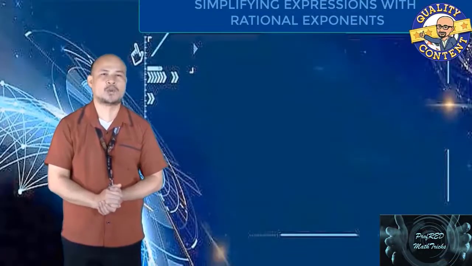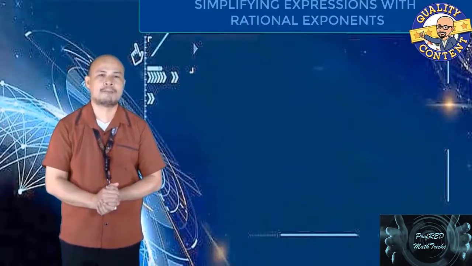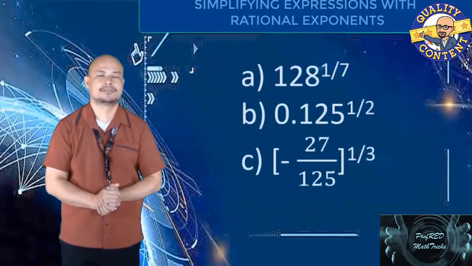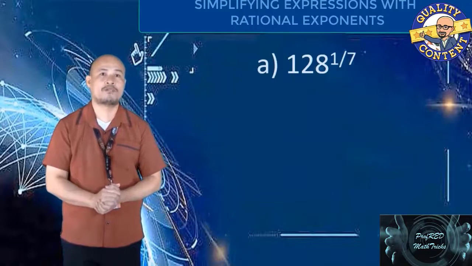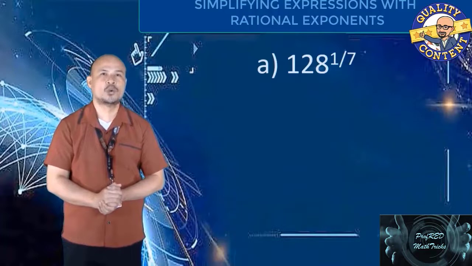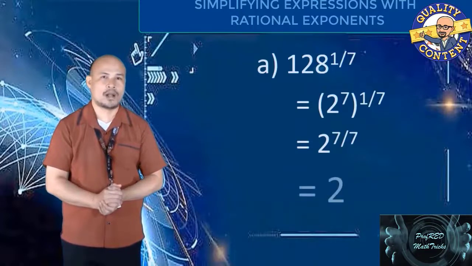Last time, we studied how to determine if an expression denotes a real number by looking at the two important parts of this expression. Let us have some more examples today. 128 raised to the power of 1/7 equals quantity 2 to the 7th power raised to the power of 1/7 equals 2 raised to the power of 7/7 equals 2.